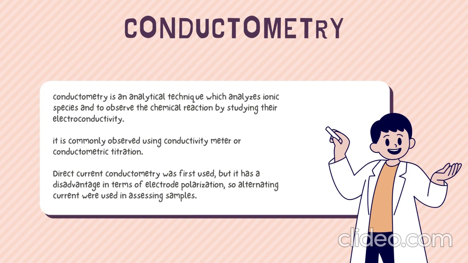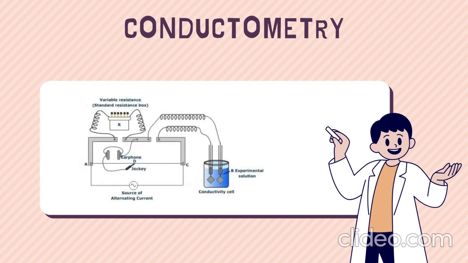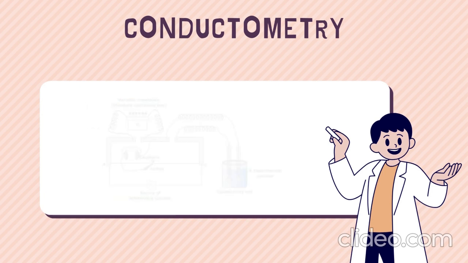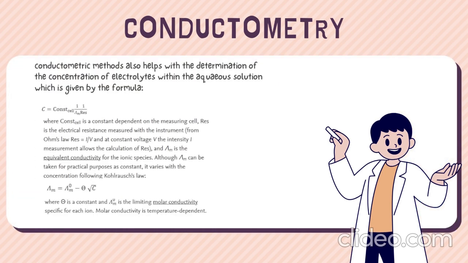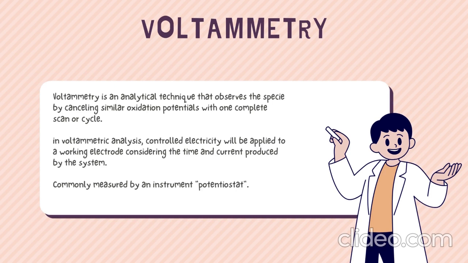Next one is conductometry. Conductometry is an analytical technique which analyzes ionic species and observes chemical reactions by studying their electrical conductivity. It is commonly observed using a conductivity meter or conductometric titration. Direct current conductometry was first used, but it has a disadvantage in terms of electrode polarization, so alternating current was used in assessing samples. This is the diagram or the setup for the process. The conductometric method also helps with the determination of the concentration of electrolytes within aqueous solution, which is given by the formula. So next one is voltammetry.